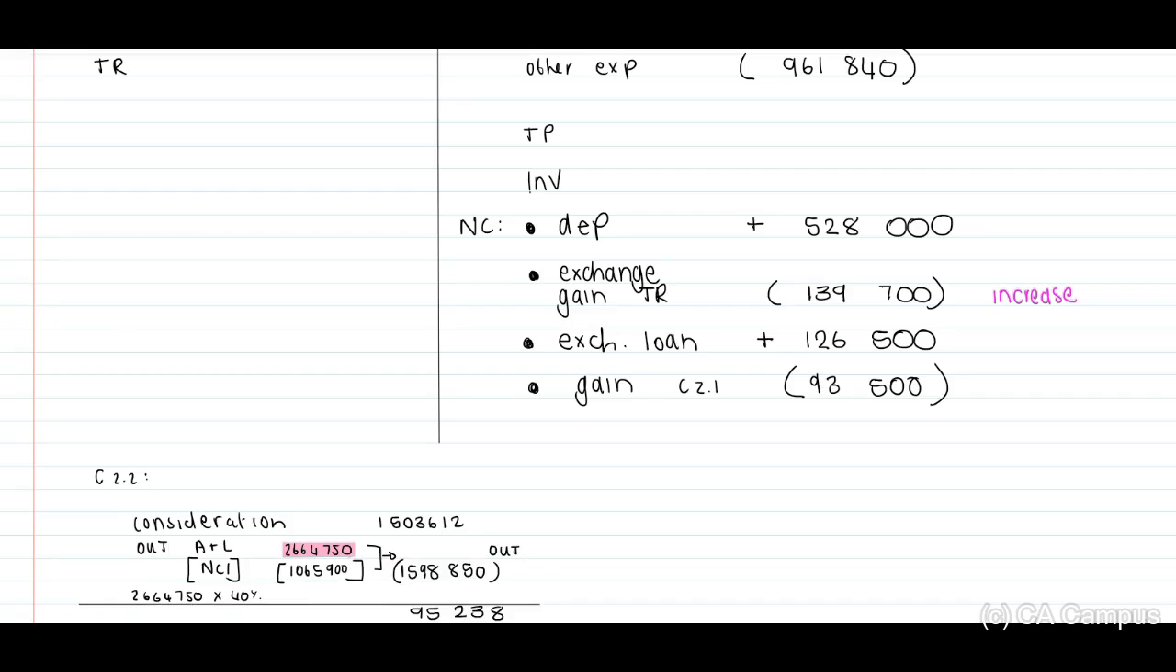This is 1,598,850. We are able to identify that there will be a loss. Look at this, not a profit. This is a loss that we need to take out. Therefore, our loss calculated in calculation 2.2 that we need to take out, therefore add back, is 95238.